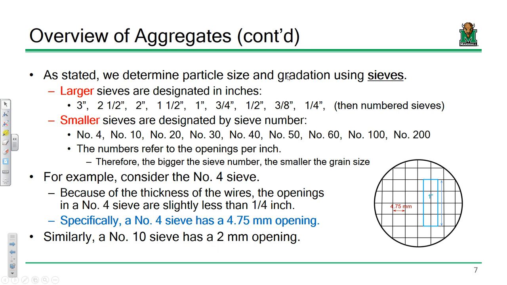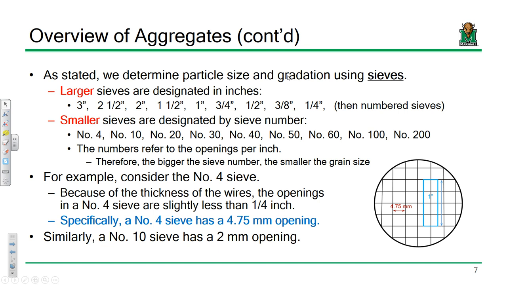Now, larger sieves are designated in inches. If you had a 3-inch sieve, the openings would be 3 inches wide. So there's 3-inch sieves, 2.5-inch sieves, 2-inch, 1.5, and so on, until we get to a 1/4-inch sieve, where the openings are 1/4 of an inch. The numbers like number 30, number 40, number 100 are the number of openings per inch.